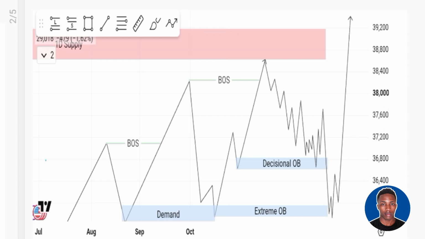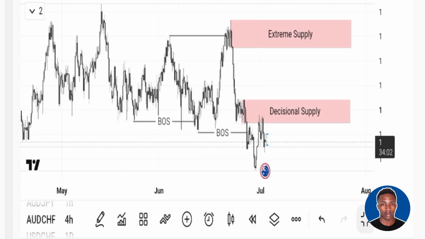Now, with that being said, these are the two high probability order blocks that I am talking about. Now, I want to show you how these order blocks look on the actual charts, and I will end this video. Okay. Hi guys, as you can see on the screen, what we're looking at here is AUDCHF.